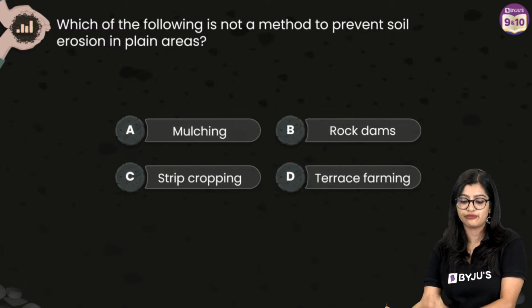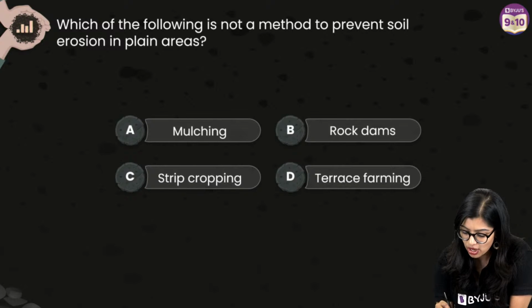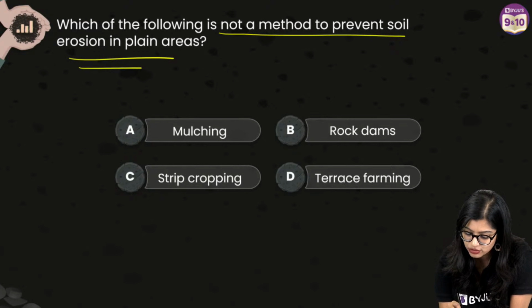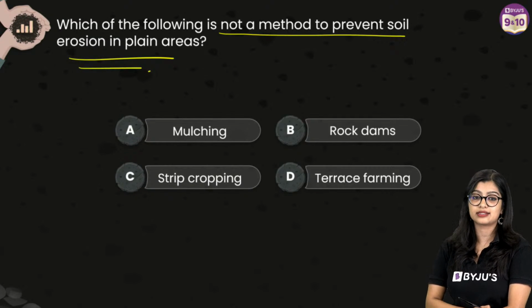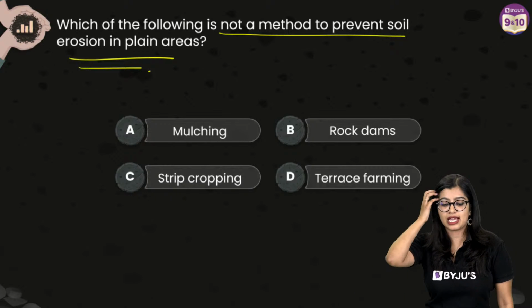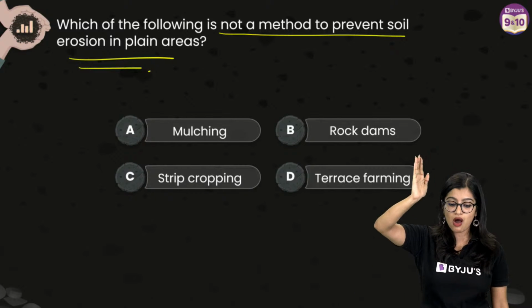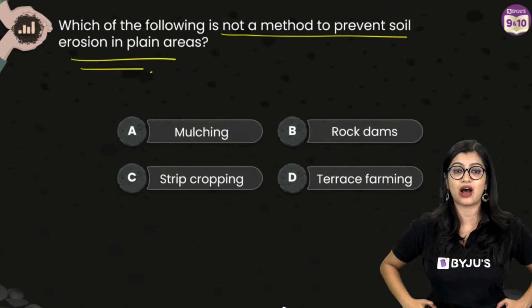Here's a quick question for all of you. Which among the following is not a method to prevent soil erosion in plain areas: mulching, rock dam, strip cropping or terrace farming?